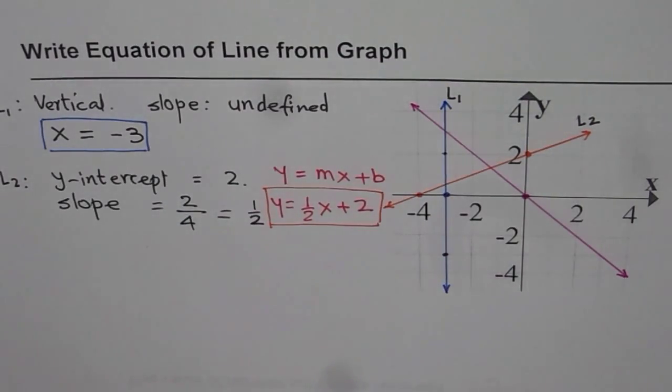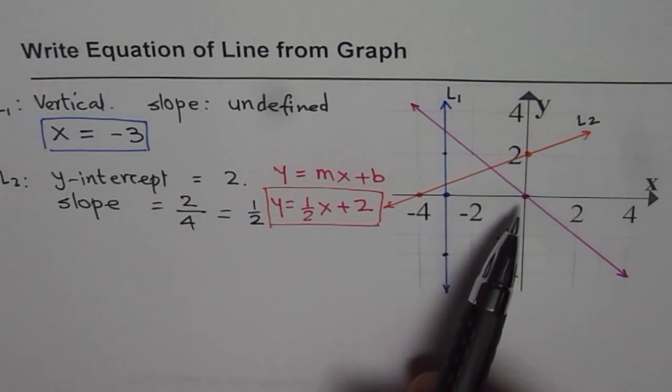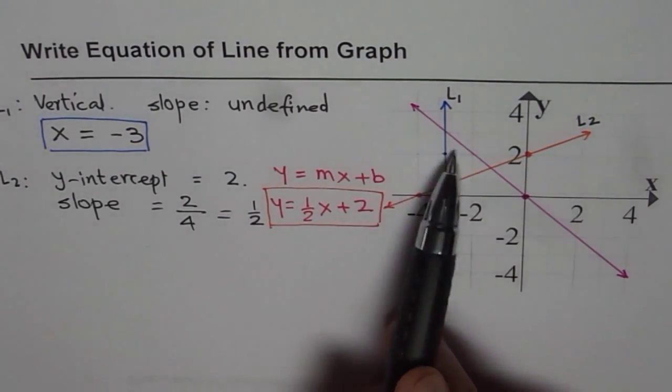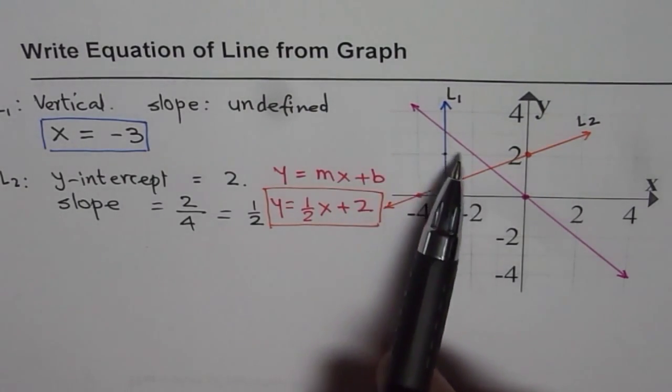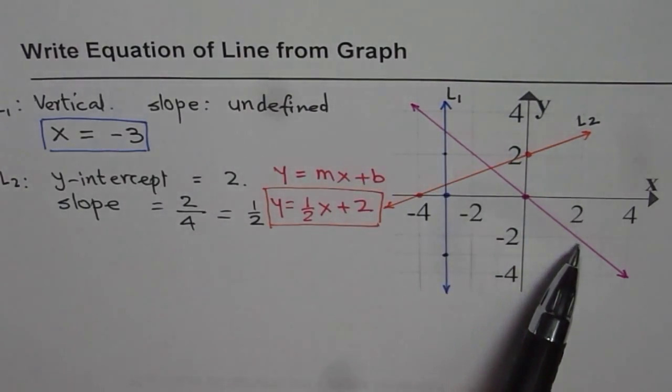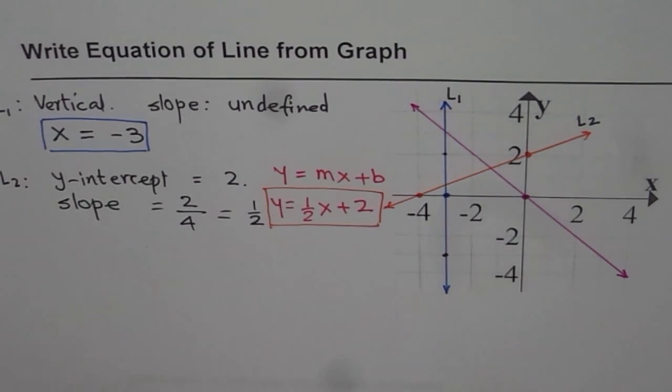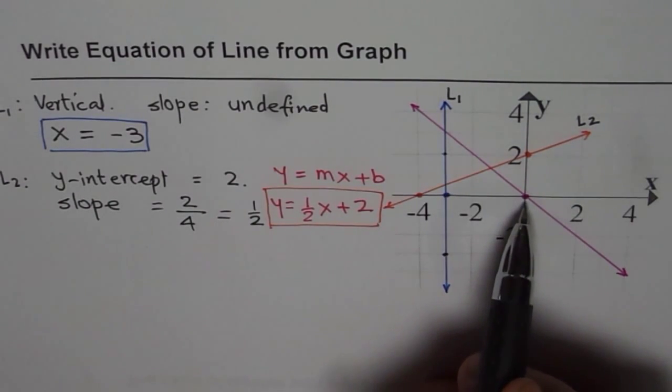Now let's consider the third line. The third line drops down. Whenever you see a graph, you have to read it from left to right. As you see, from left to right, the line is going downwards. That means a negative slope. It goes through the origin, so the y-intercept is 0.